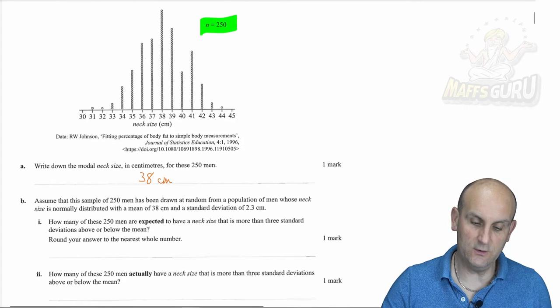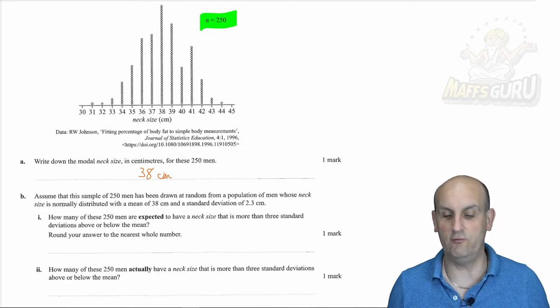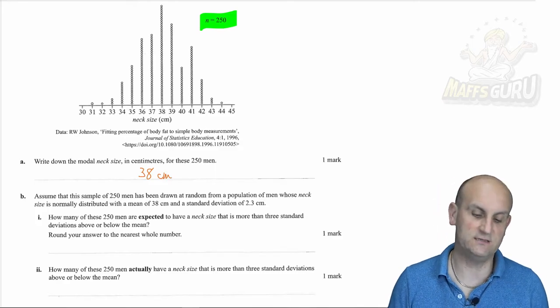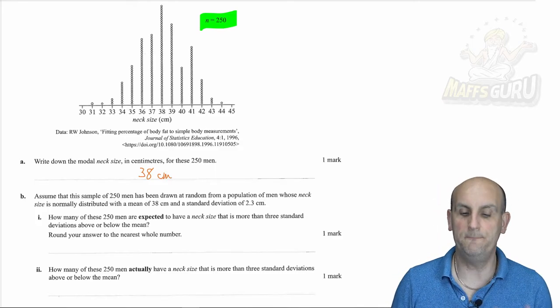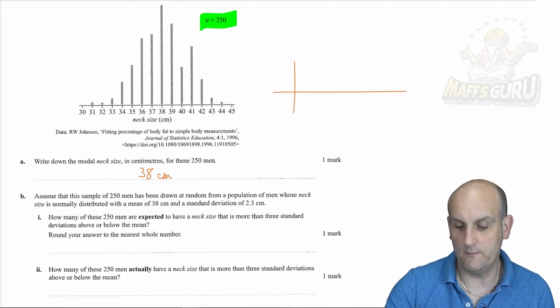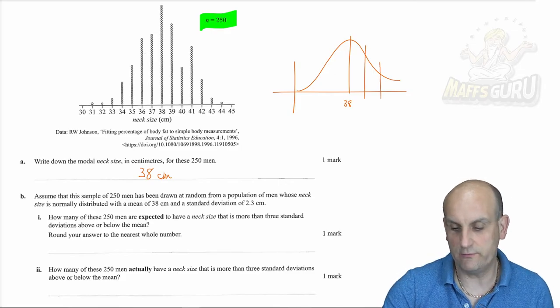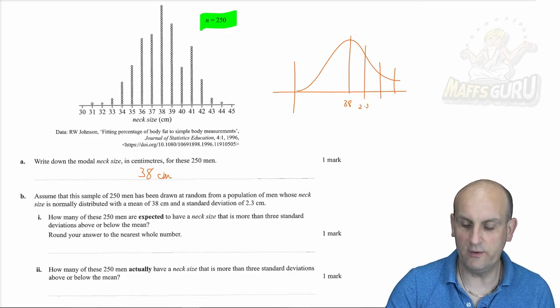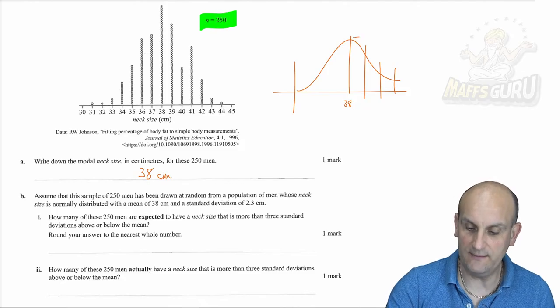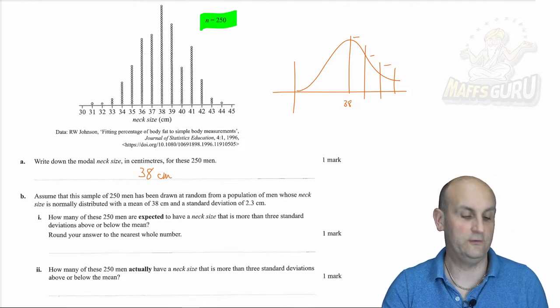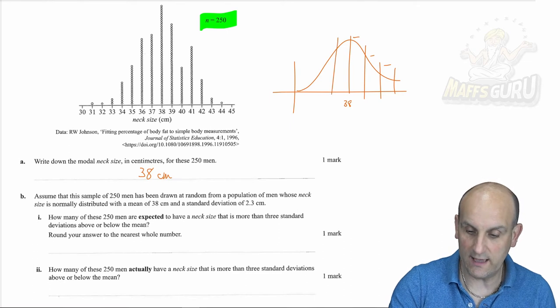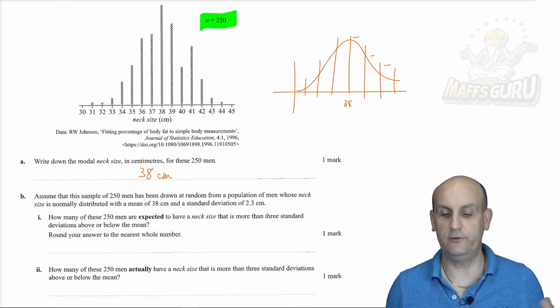Assume that this 250 men has been drawn at random from a population of men whose neck size is normally distributed with a mean of 38. Now again, a mean of 38, I always tend to draw this here. We've got 38 and a standard deviation of 2.3. So I'm going to keep adding on 2.3 to each of these gaps. There are 2.3 there, 2.3 there, and 2.3 there. And again, take away 2.3, 2.3, and 2.3.